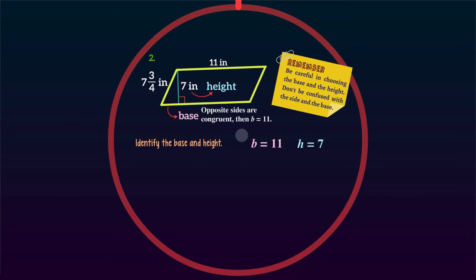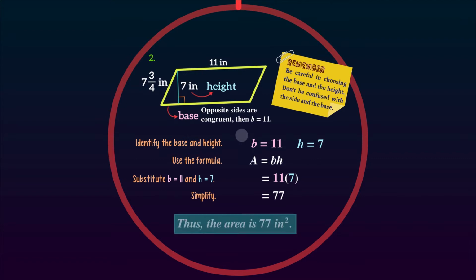Now that we've identified the height and base, we can proceed to solving for the area. As always, we use the formula A equals the product of B and H. Substituting the values of B and H gives us 11 times 7. Then simplifying gives us a product of 77. Thus the area is 77 square inches.